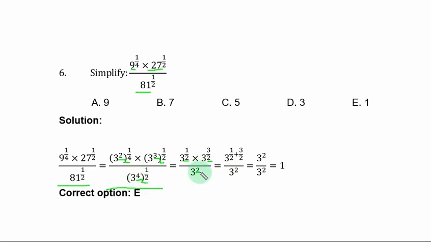You have 2. In the numerator, you can apply multiplication law of indices. When numbers with the same base are multiplied, their powers are added, over the denominator. If you simplify the numerator, you have 3 squared over 3 squared, and that is 1. The correct option is E.